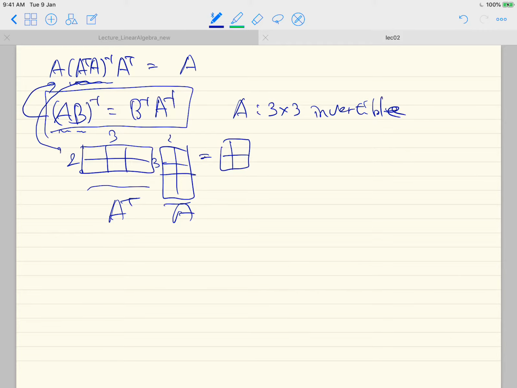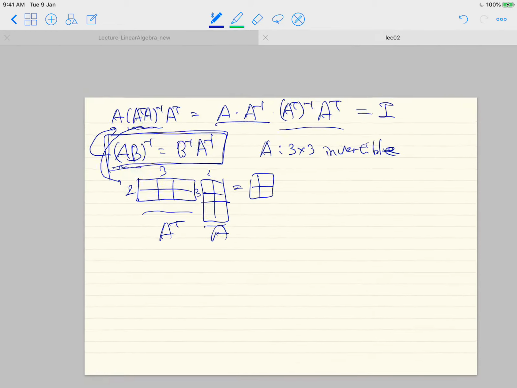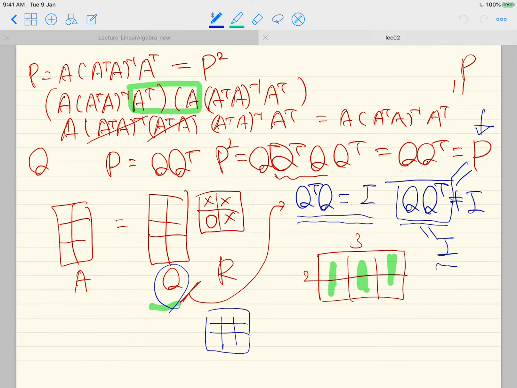But in the special case of A being a 3 by 3 invertible matrix, it can be represented in this form. We switch the order and then apply the inverse operator: A inverse and A transpose inverse times A transpose, right? So this one cancels out, and this one also cancels out, and thus it will give us the identity matrix. And thus our projection matrix will also be identity.